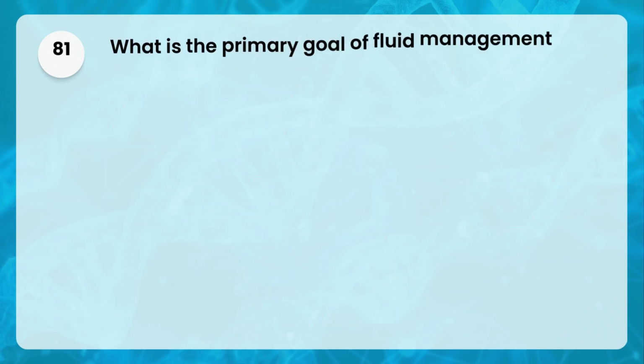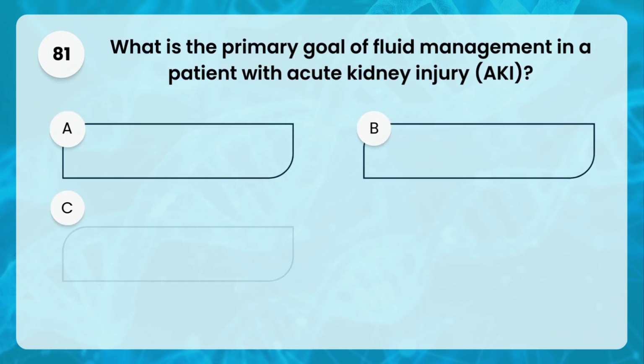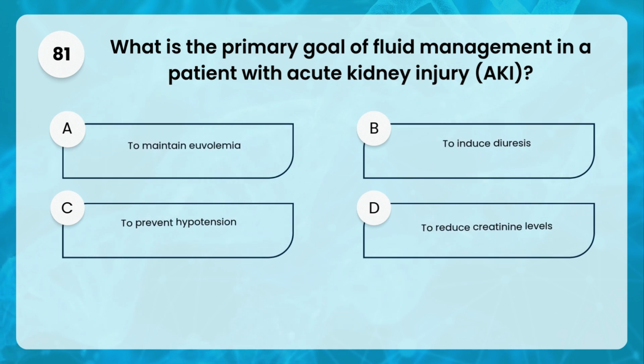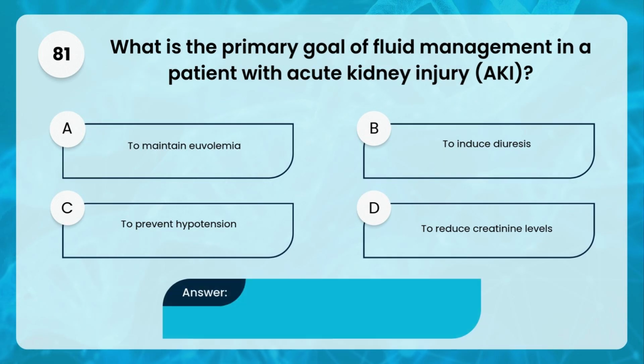Number 81. What is the primary goal of fluid management in a patient with acute kidney injury, AKI? A. To maintain euvolemia. B. To induce diuresis. C. To prevent hypotension. D. To reduce creatinine levels. The answer is A. To maintain euvolemia.